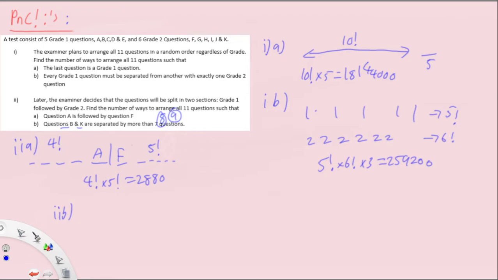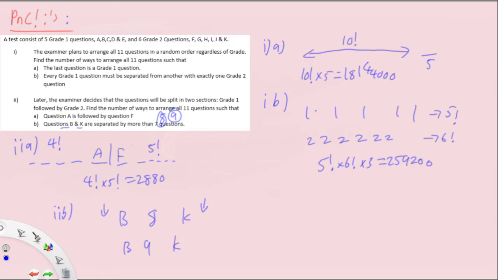Again, question B is in grade 1 and question K is in grade 2, so we need to experiment a bit. Let's look at the minimum case where there are at least 8 questions between them. So B, 8 questions, and then K. There are 10 questions, and you notice there's one more extra question. It can either be here or here, for a total of 2 cases. If B and K are separated by 9 questions, there's only one case, because that already uses all 11 questions.